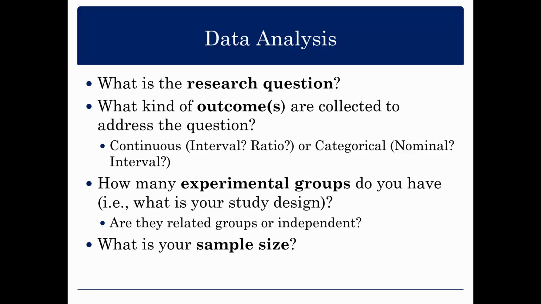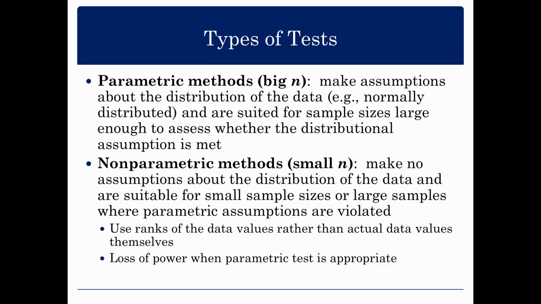Am I analyzing a single group, looking for associations within a single group, or do I have multiple groups? Are those groups independent subjects, or are they somehow related? Are they repeated measurements on the same patient, or are they measurements on different patients? And then, of course, what's your sample size? Once you've answered these things, you have a good idea of the context of your data. You can narrow down the type of method that's appropriate.